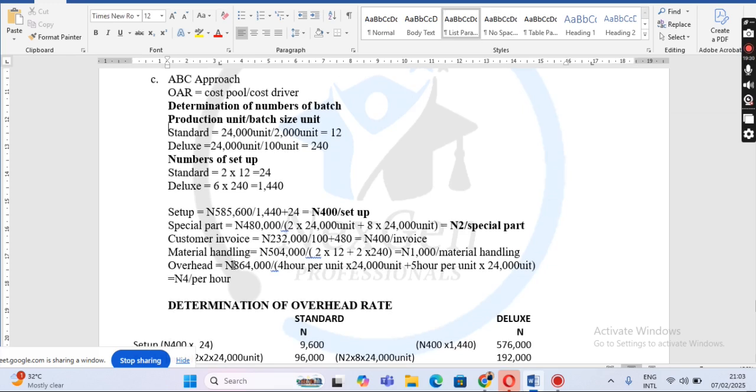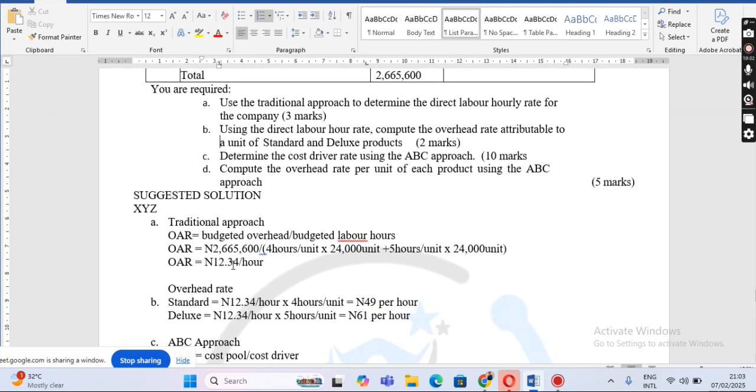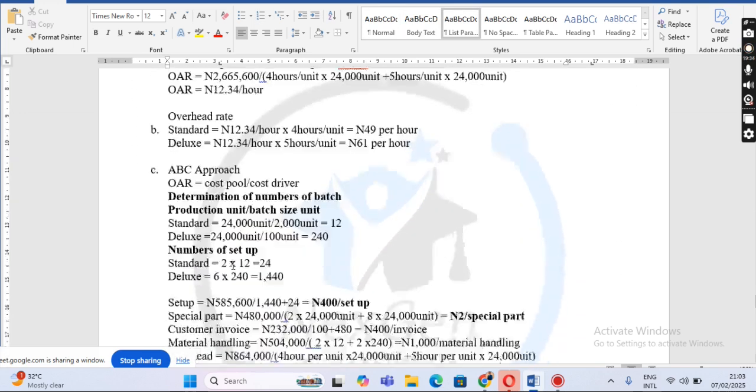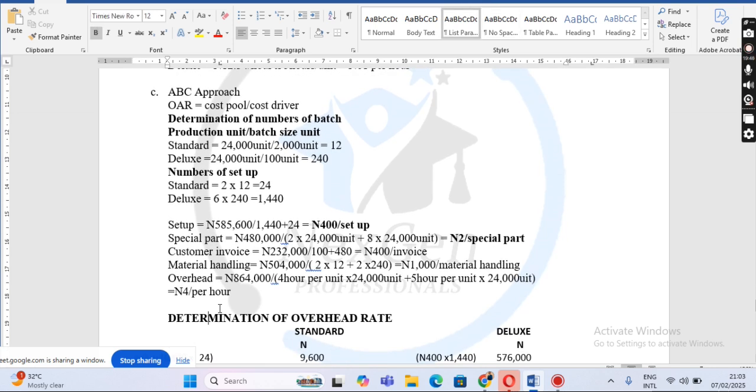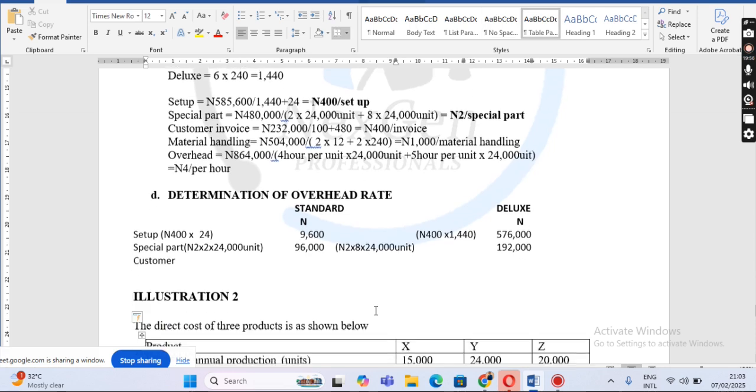You can see that they attach 10 marks to this cost driver rate, which is what we did in our last class, right? All these things, the cost driver rate, is that not so? You can see that they attach 10 marks to it. You could see why they attach 10 marks to it, because this question is a dangerous question, right? It's very dangerous. So we can have D here. So this is your D, right? And that is the overhead rate.